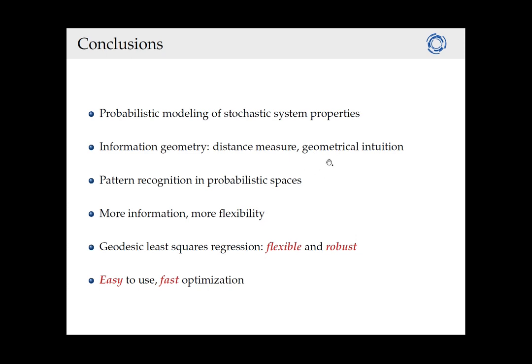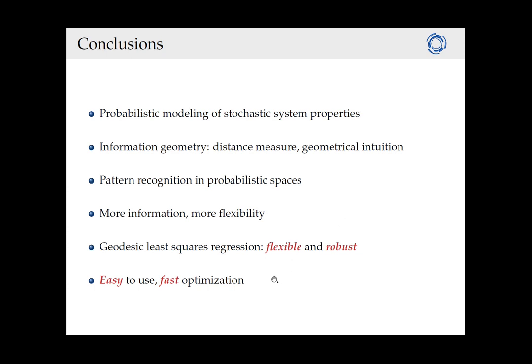So given that distance measure, this allowed us to do pattern recognition in probabilistic spaces, and we have seen that this extra information provided by the probability distributions of fluctuating system properties gives us more information that is going to be important and is going to give us more flexibility in estimating structures and patterns in the data. And we have focused here on geodesic least squares regression as a flexible and robust method to do regression analysis on such data.